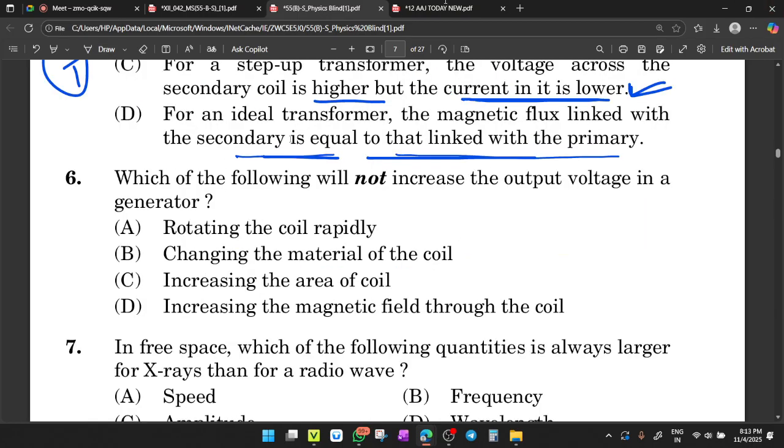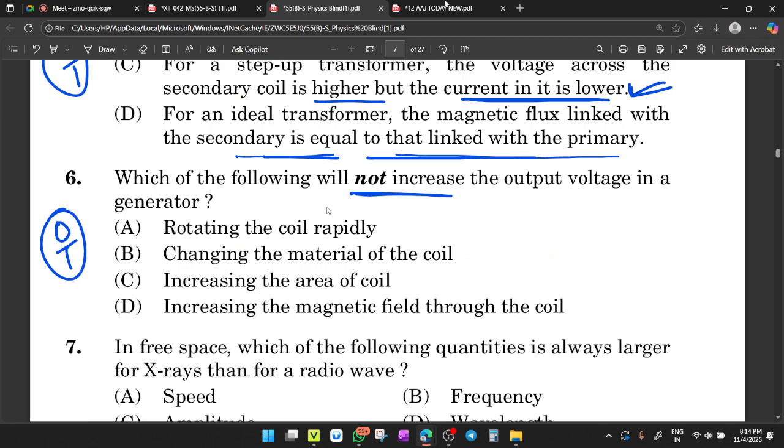Which of the following will not increase the output voltage in a generator? Tell me which of the methods will not change the output voltage in a generator. Rotating the coil rapidly, changing the material of the coil, increasing the area of the coil, and increasing the magnetic field through the coil. So which of the methods is incorrect for increasing the output voltage?